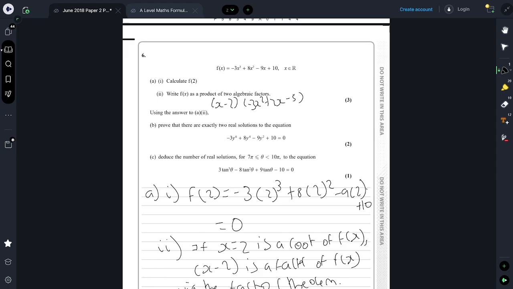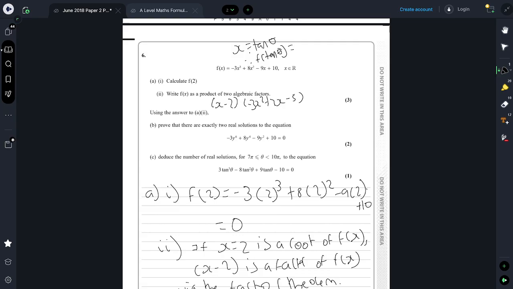So it says deduce the number of real solutions to this for only 1 mark. And notice again, it's exactly the same expression, but we're just saying x is tan theta. So it's sort of the same thing, we're just substituting one into another. So therefore, f of x then, or f of tan theta, I guess more specifically, is 3 tan squared, this part here, right?